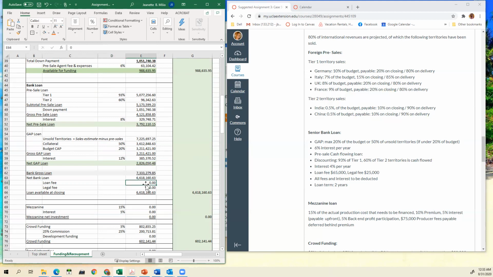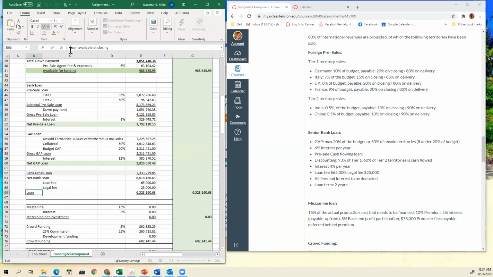Now, in this case, we do have some loan fees. I'm going to look that up for you. We have a loan fee of $65,000, so let's put that in here. And I believe we have a legal fee of $25,000, so let's put that in here too. So this will also be deducted from the loan amount, which then leaves us with a net bank loan that's available at closing.